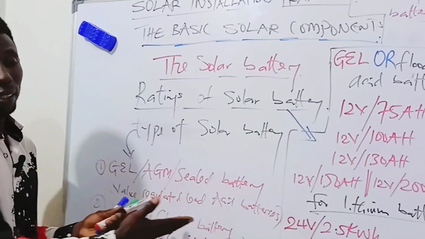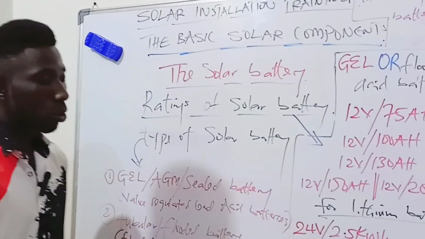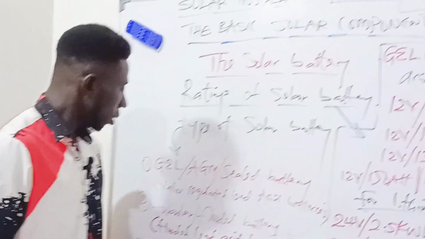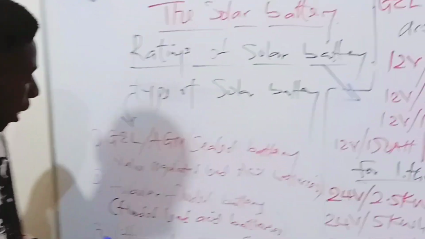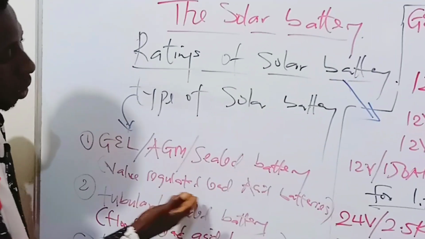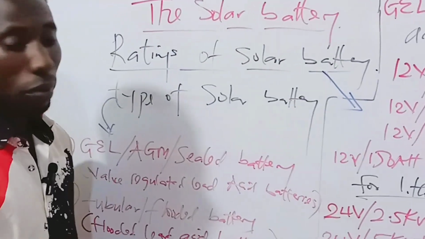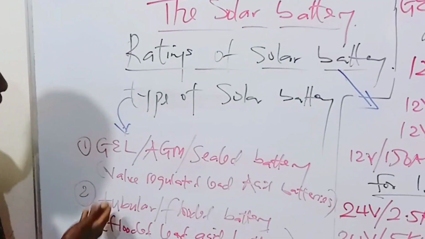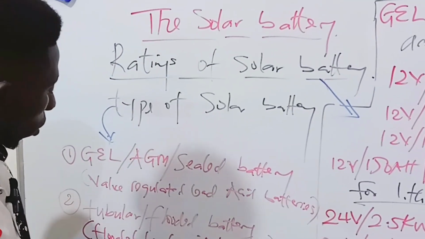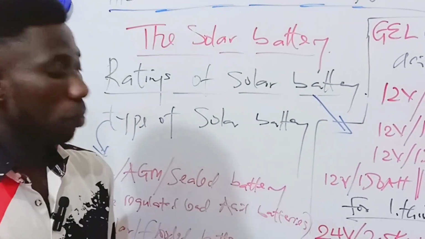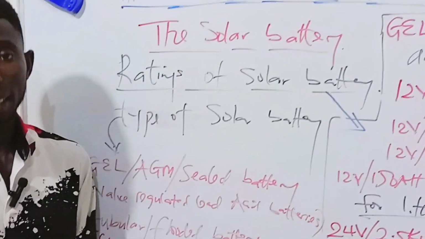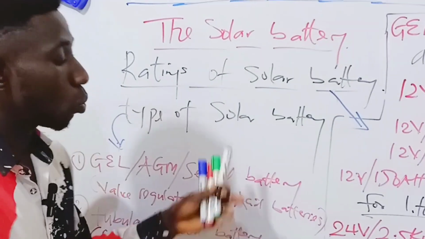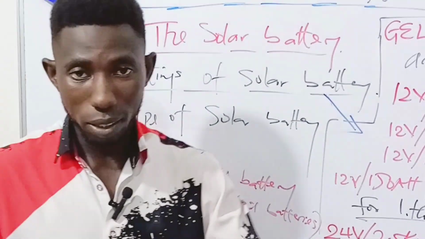This type of battery is sealed. If you take note, you see that some of the batteries are sealed. Those kinds of batteries are classified under the valve regulated lead acid batteries. Number two, we also have the tubular flooded acid battery, which falls under the flooded lead acid batteries. These two are under lead acid batteries, but one is a dry cell, the other is a wet cell.